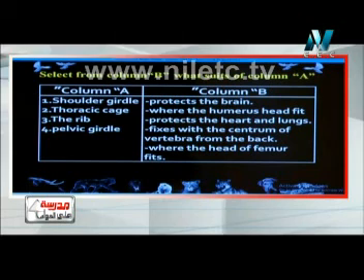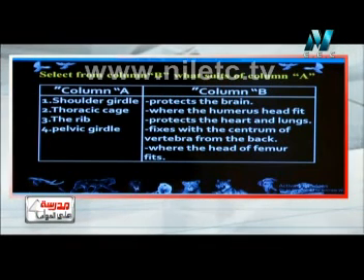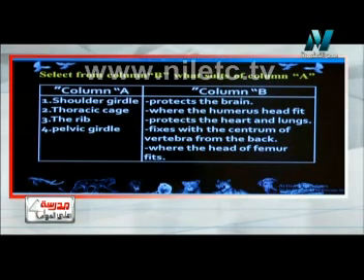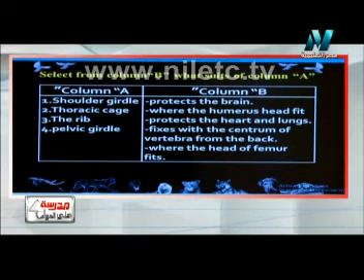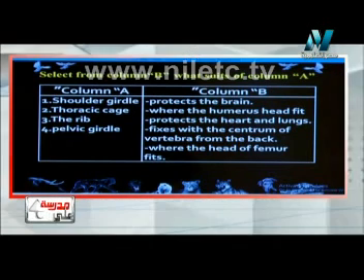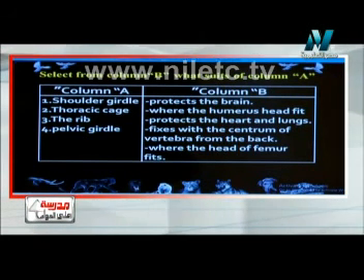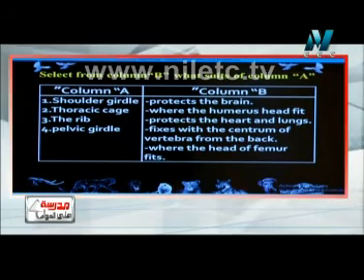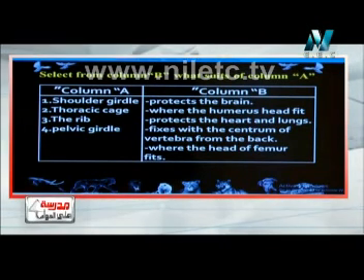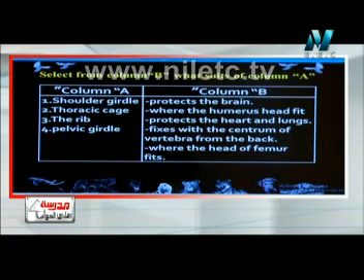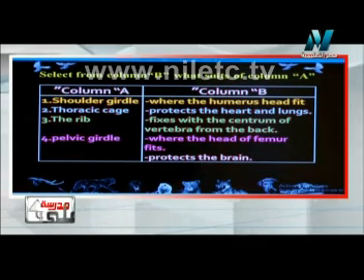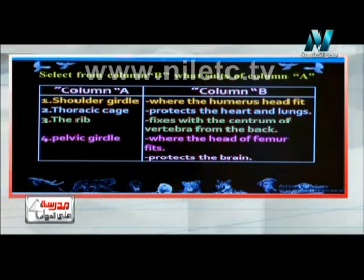Fix with the centrum of the vertebra from the back. The rib is fixed with two parts of the vertebra, the centrum and the transverse process. The last point of column B is where the head of the femur fits. The head of the femur fits in the acetabulum cavity of the pelvic girdle. So the answer of the column is the shoulder girdle, with the humerus head fitting.